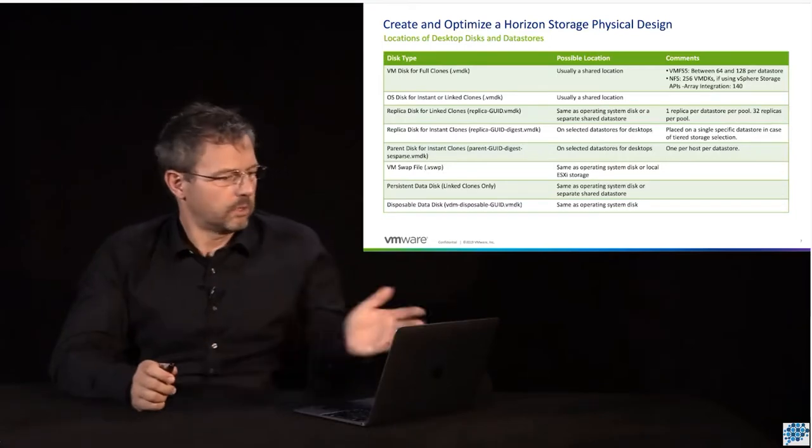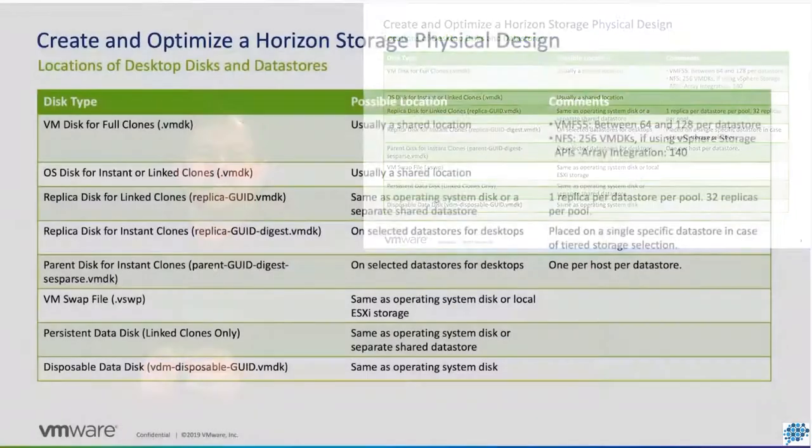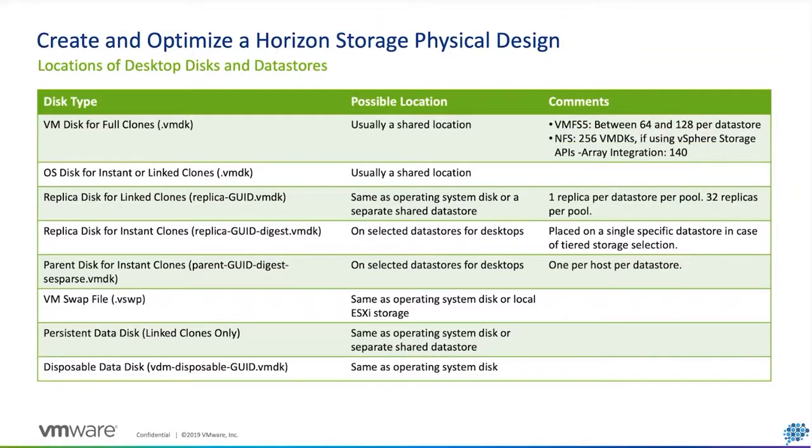Now we are going to talk about different virtual machine files and where they are located. If we look a little bit closer at the table, we have full clones, linked clones, replica disks of linked clones, instant clones, persistent disks, and disposable disks. Most of those are placed in the working directory of a virtual machine, but we have options to place persistent disks and disposable disks on different data stores, maybe because of performance reasons, capacity reasons, and stuff like that. So this information also is going into your storage design and considerations. Where are you placing those files?